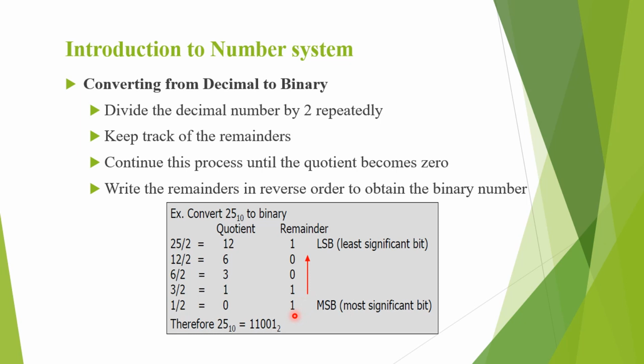So the binary form of 25 is 11001. So 25 in decimal is 11001 in binary. This is how we convert a number in the decimal system to the binary system.